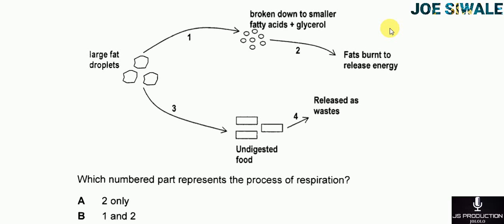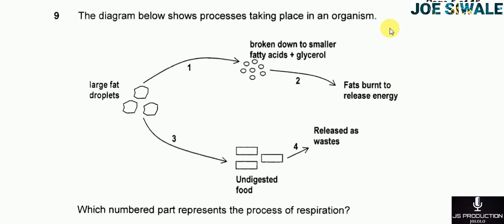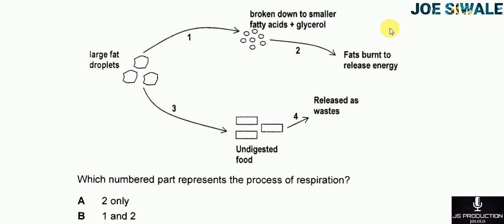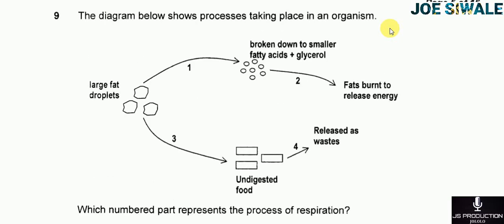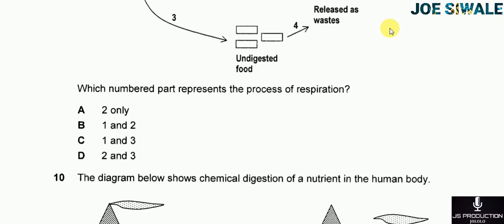The question proceeds, which numbered part represents the process of respiration? So respiration involves the production of energy. So on the diagram, the production of energy is only process 2. So let us see on these multiple choices: A, 2 only; B, 1 and 2; C, 1 and 3; D, 2 and 3. So my answer is A, which is 2 only.